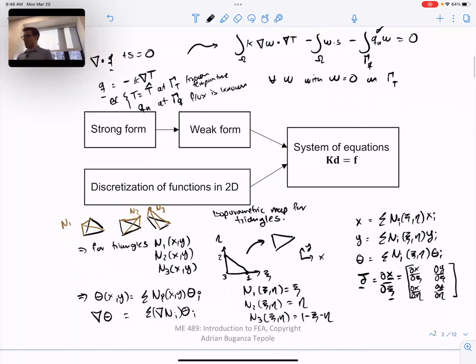And then we also had the gradient of theta with respect to psi. That one was the sum of the gradients of the shape functions with respect to psi times the nodal values. Both of these are derivatives with respect to psi eta, so they are easy to get. And with those, you can finally get what you need, which is the derivative with respect to x is just the inverse of the Jacobian times that gradient with respect to psi.